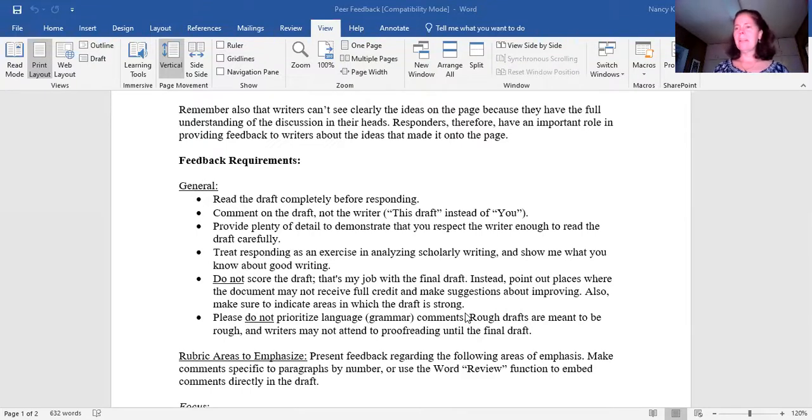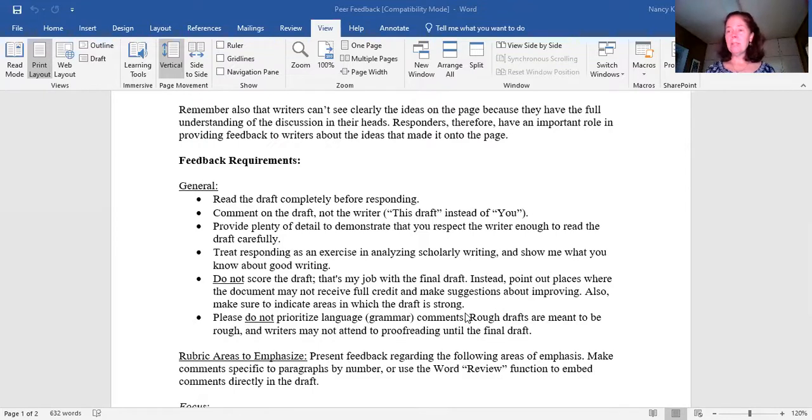As I said, it's an exercise for you in analysis. So you'll also be showing me what you know about academic writing, but you'll do it without scoring the draft. That's my job. I will score it when it's been revised. But you can use the rubric to point out areas for improvement that will help the student get a better score. So that's, again, what peers should be doing.